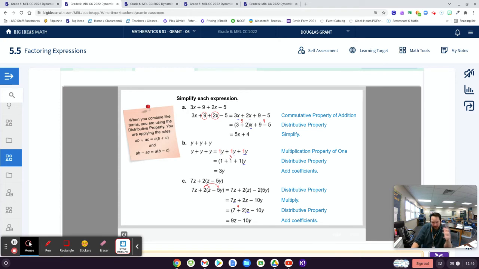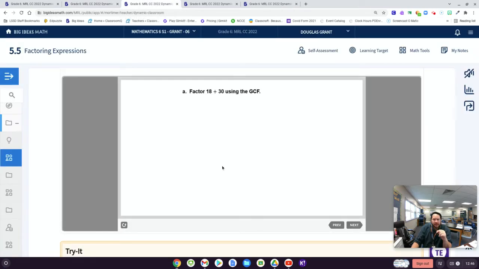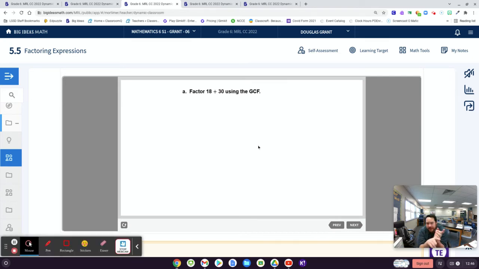Okay, so now we've reviewed that. We're going to jump into factoring. Here's how it works. So to factor 18 plus 30, we're not adding 18 and 30, we're factoring. So factoring is undistributing. And this normally uses the greatest common factor, but you can use any factor. But they're telling us to use the greatest common factor of 18 and 30. So let's jog your memory, check your notes maybe. What is the greatest common factor of 18 and 30?